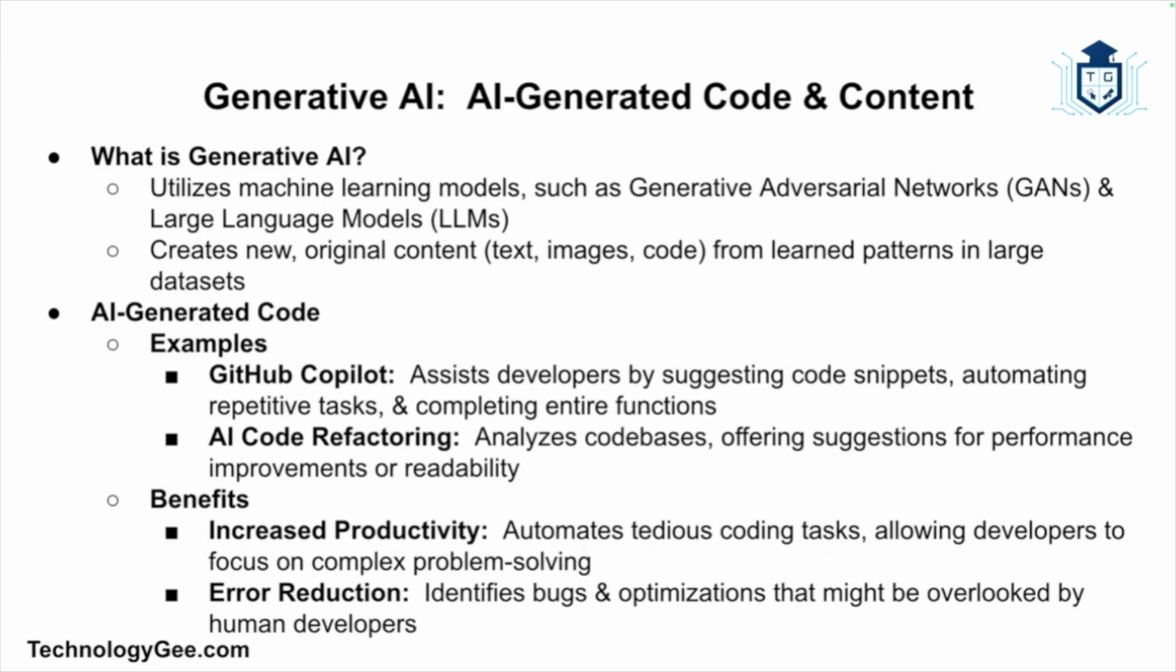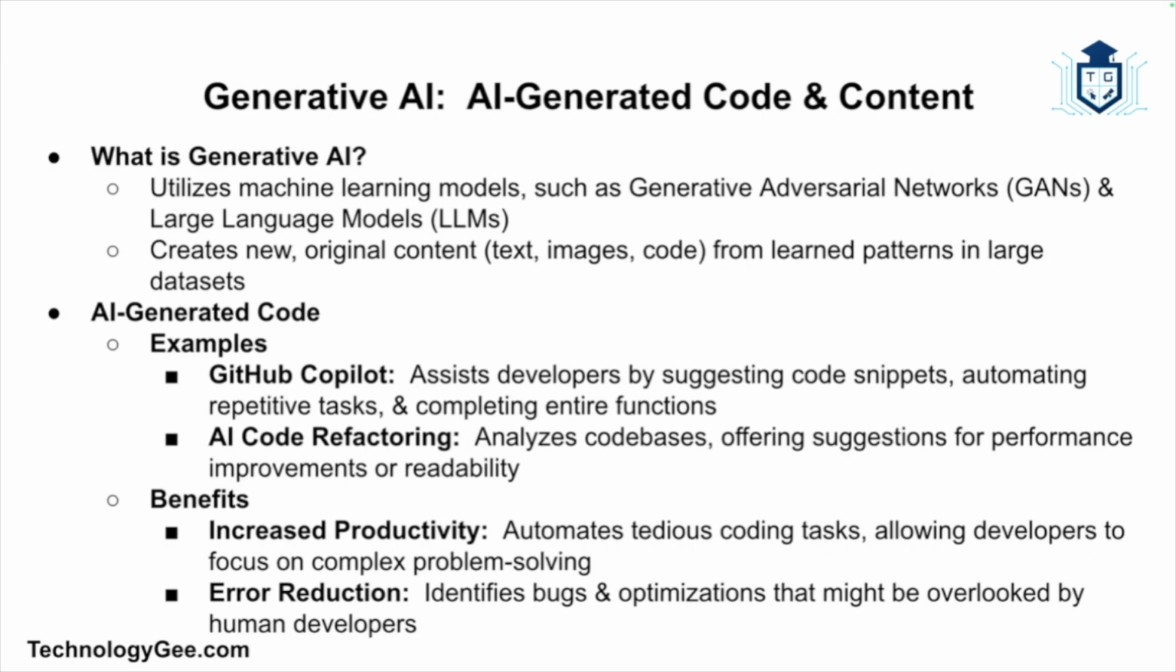And one of the major uses of generative AI is in AI generated code, where AI assists developers by automating parts of the coding process. So here's some examples. You got GitHub Copilot. This is an AI tool powered by OpenAI's Codex that suggests code snippets as developers write. It can handle repetitive tasks like writing boilerplate code, optimizing functions, or even completing entire functions based on simple instructions.